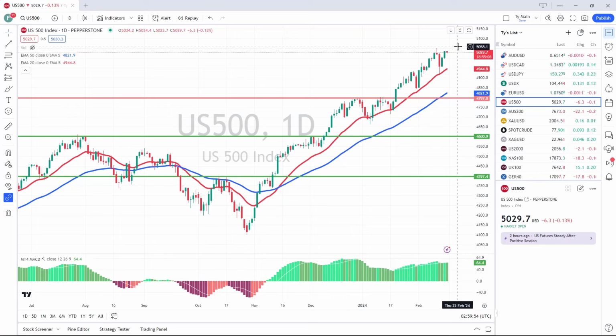If it rolls over, though, the 20 moving average is an obvious target, and around that the 4950 marker would be my target there. And if it does that and breaks the 20 moving average, then we're going to look at some reasonable moves back down to hopefully 4,800, which would be a great reload zone potentially if we get a turnaround there, a good level of support.